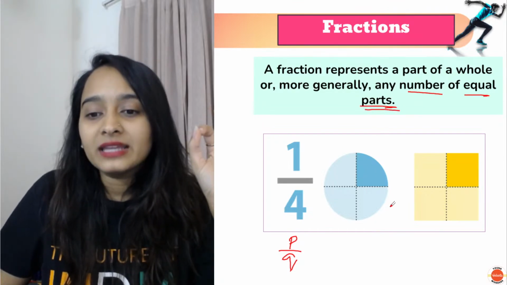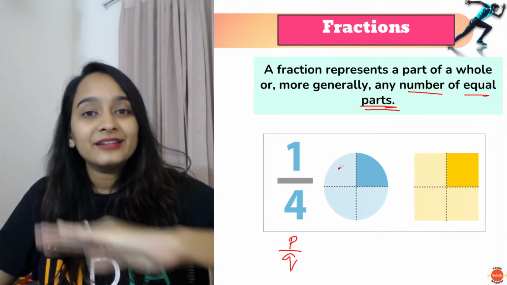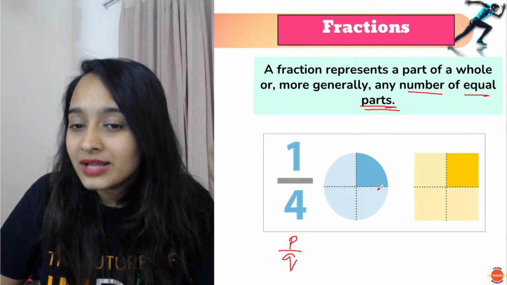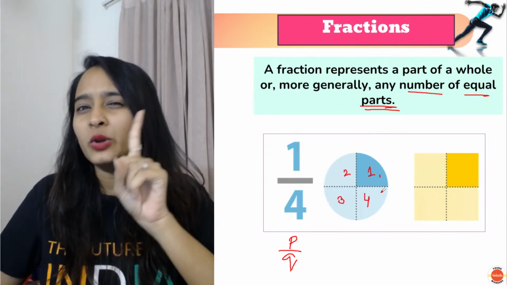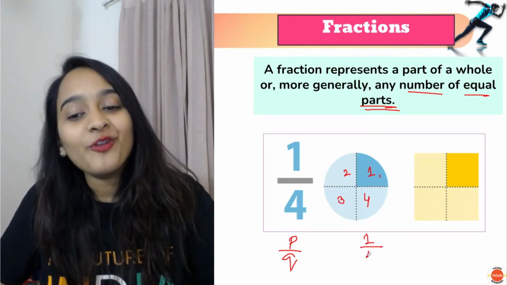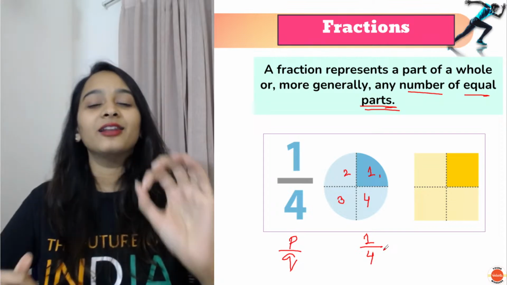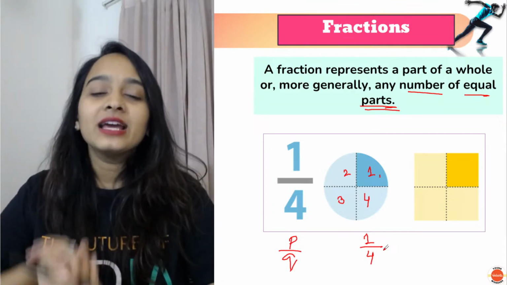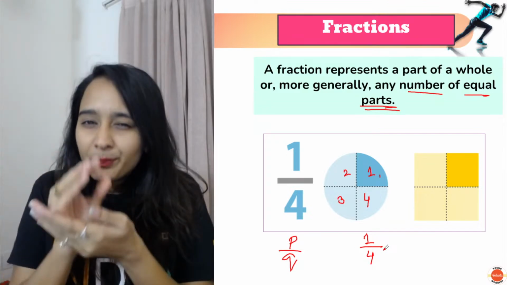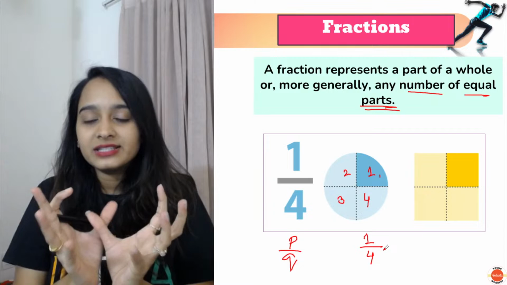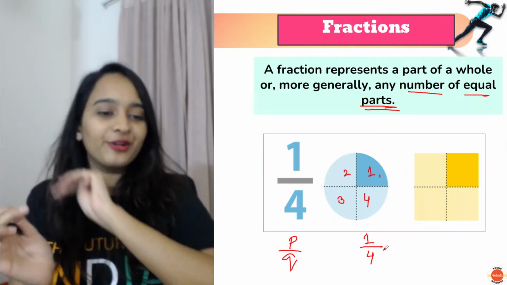Now, here this entire circle is divided into 4 equal parts. So, as you can see, 2, 3 and 4. But only one out of the 4 parts is colored in blue, right? So, this 1 by 4 is a fraction. 1 is a part of the whole, which is a circle divided into 4 equal parts.